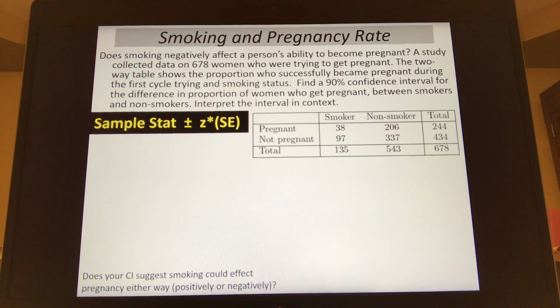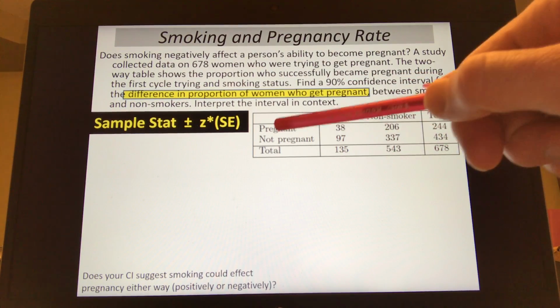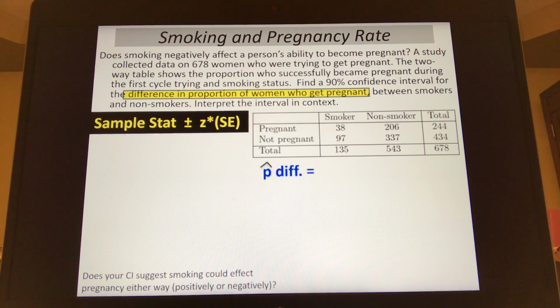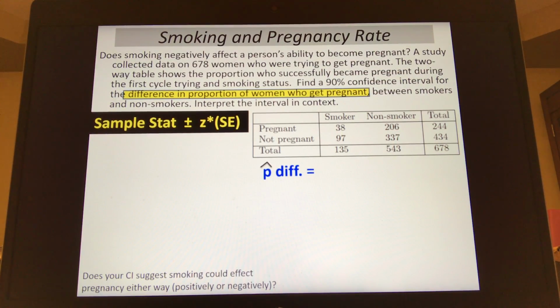So you've got to read through this a couple times. And you've got to pinpoint what you're trying to be confident about. It's the difference in proportion of women who get pregnant based on whether they smoke or not. So there's your two categories. Smokers and non-smokers, that's one category, and whether they got pregnant or not. So I've got to find a p-hat, or a sample statistic in this case, to analyze and a difference in those two. What percentage of people got pregnant? Well, 244 out of 678. I don't care about those. I want to look at the two different groups. 38 of 135 smokers got pregnant versus 206 out of 543.